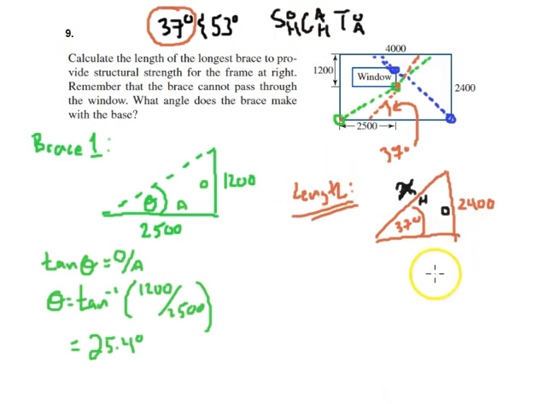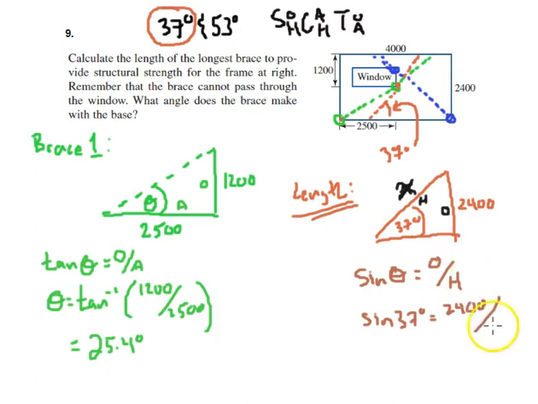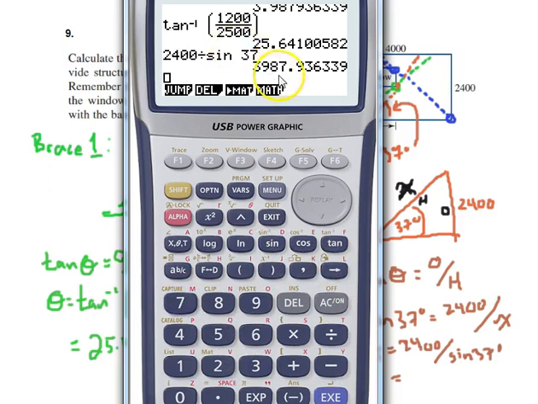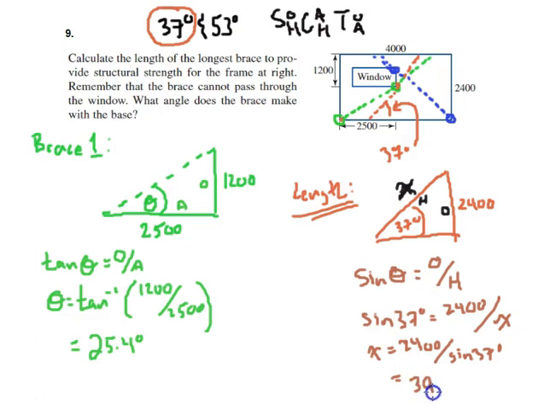Sine theta equals O over H. We have a value for theta, which is 37 degrees, and a value for O, which is 2400, and we're solving for X. Just like the last question, guys, we're going to swap those two. So X equals 2400 over the sine of 37 degrees, and that's going to be 3,988 millimeters. So that is the length of the longest brace there. Alrighty guys, hopefully that cleared some things up.